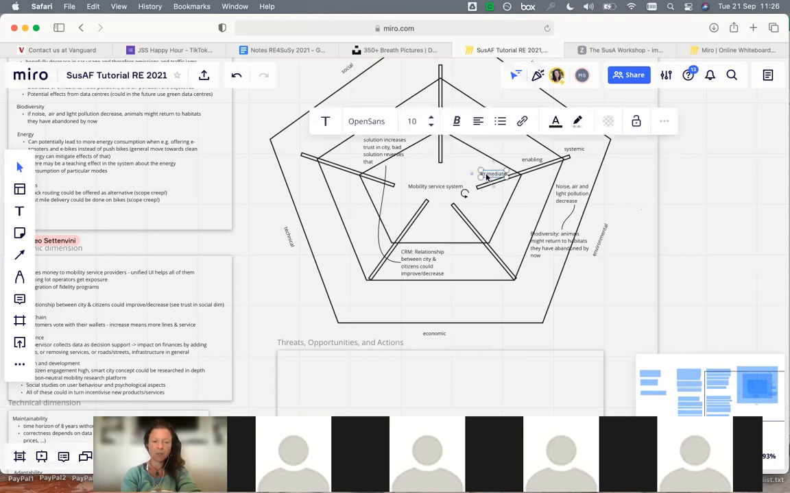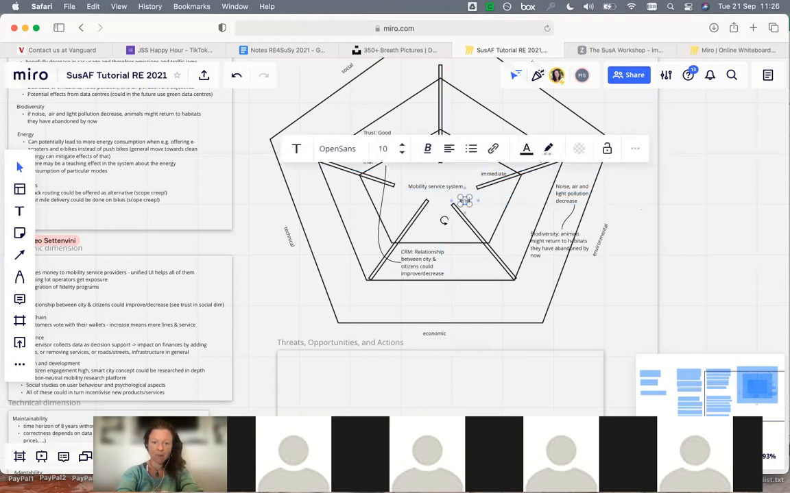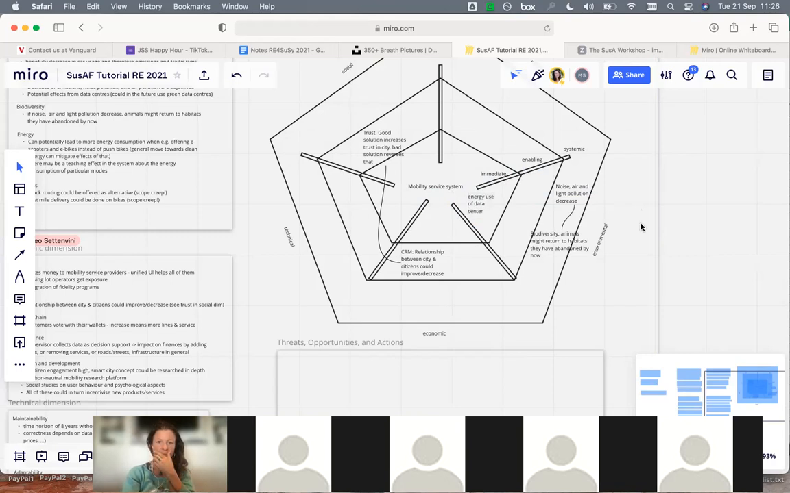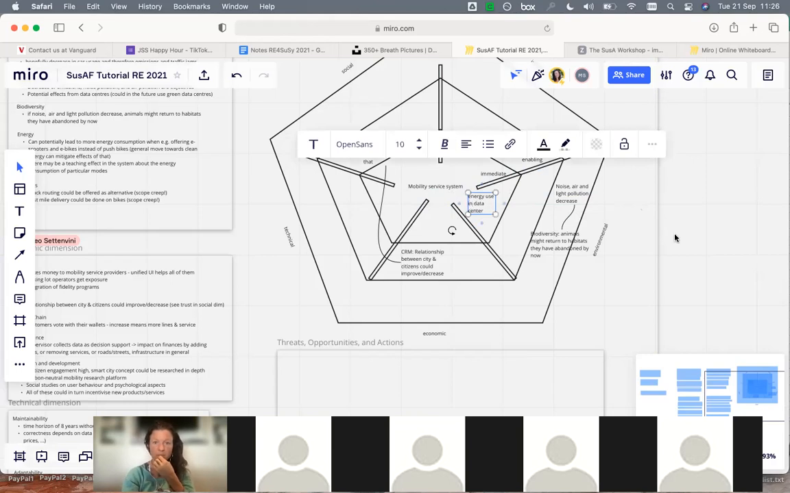So let me just put that in here as well. Energy use of servers, or let's say of data center. That will be an immediate effect. But just for me, if you had to give me an example of an immediate effect, an immediate social effect, what would it be? Not necessarily. I'm not sure they exist.